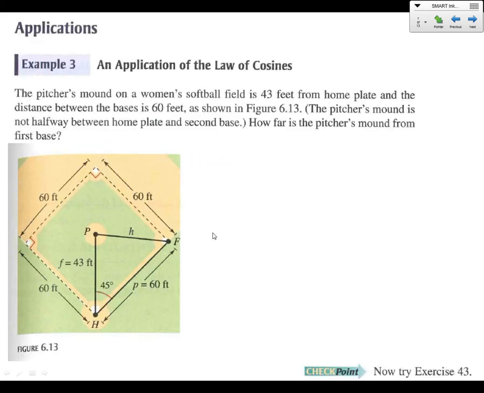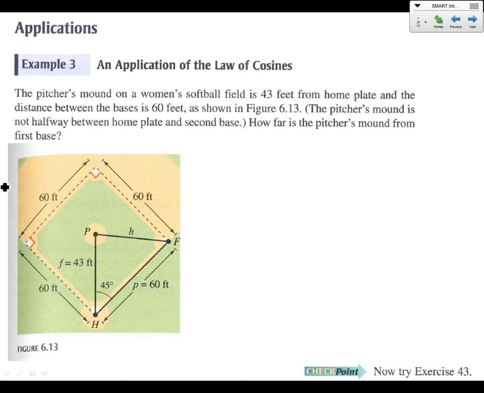All right, same exact situation, except now we got a word problem. So we got the softball diamond here, 43 feet from home plate to the pitcher's mound, 60 feet from home plate to first base, 45-degree angle right here. Let's figure out h, the distance from the pitcher's mound to first base.